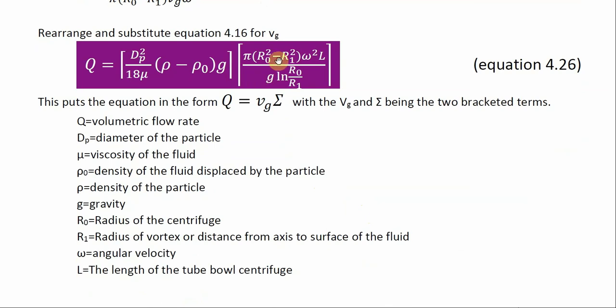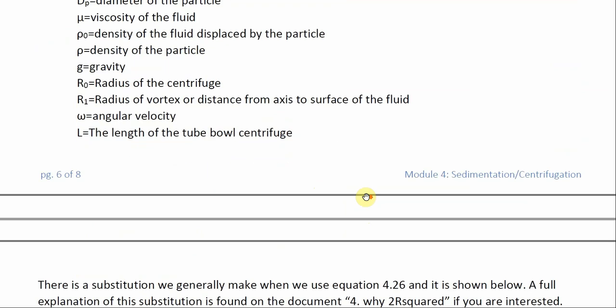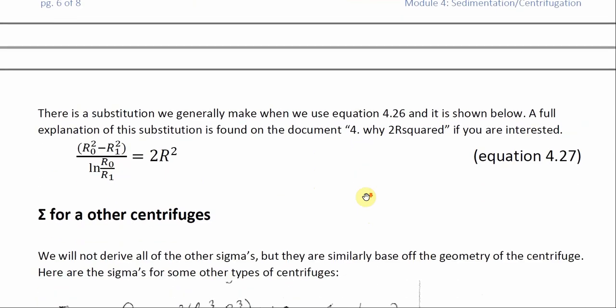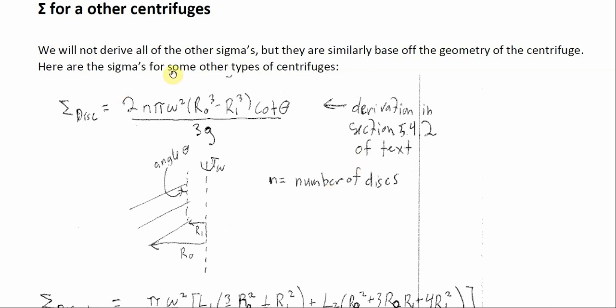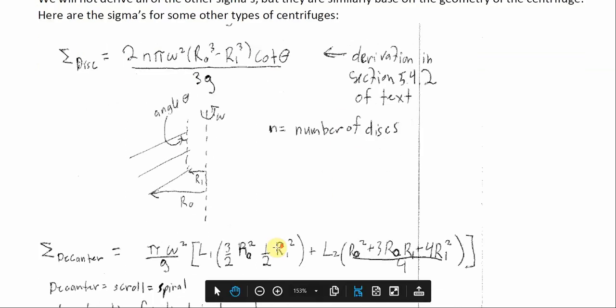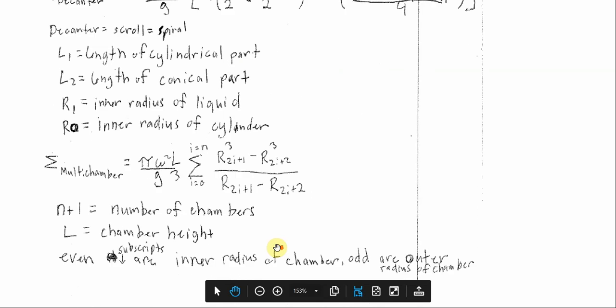Now, this equation, Q equals V sub G sigma, is utilized for all centrifuges, but for some of them, like a disc stack centrifuge, the geometry is more complicated. So we're not going to derive all of these equations here, but I will say that I've listed them here if you would like to take a look at what some of the other equations are.